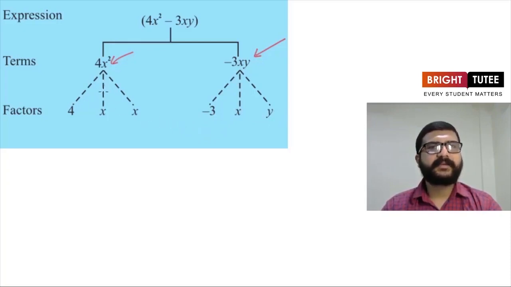Here we are using dotted lines for factors. We are using this to avoid confusion. Just to avoid confusion, we are using dotted lines to represent factors. So this diagram is known as a tree diagram. Let's look at one more tree diagram now.